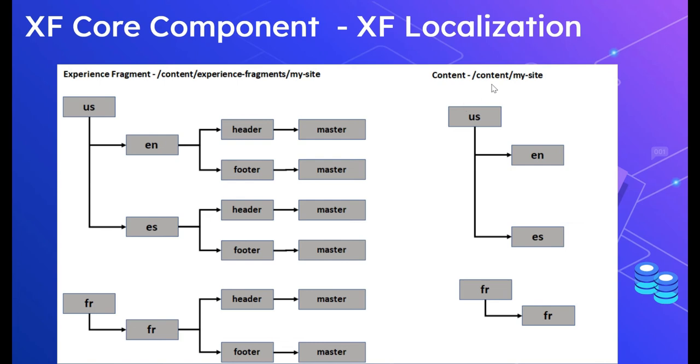If you see here, the content structure is content, my site, then the country code, US and FR, then language, EN, ES and FR. The same way the experience fragment is organized, content, experience fragments, then my site, then the country code, US, FR, then language, EN, ES, then header, footer, then master or other variations. So both follows the same localized structure.